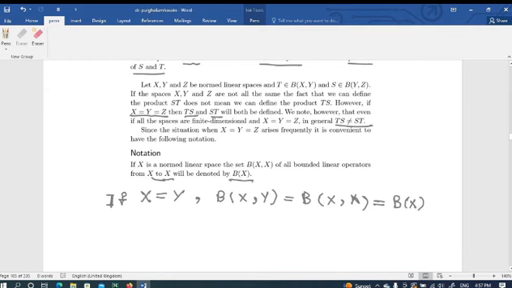Notation: B(X, X), when X and Y are the same. We denote B(X, X), the set of all bounded linear operators from X to X, by B(X). So instead of B(X, X), we denote this vector space as B(X). You see, if X and Y are the same, instead of B(X, Y) or B(X, X), we write B(X).